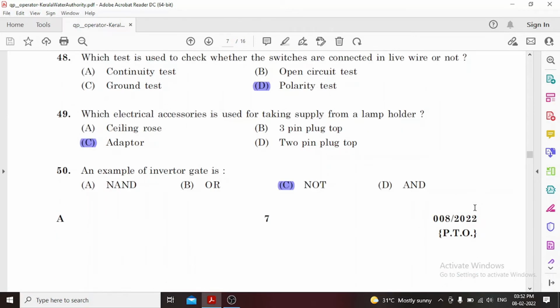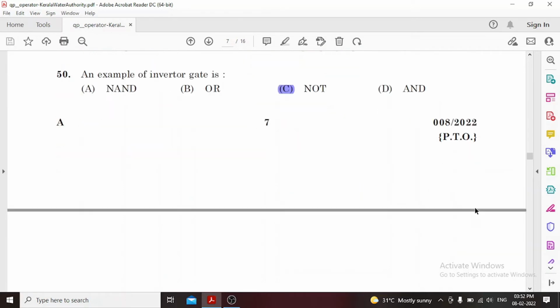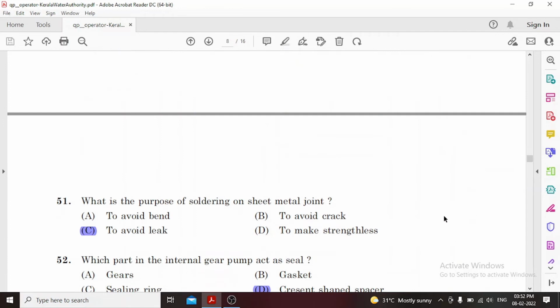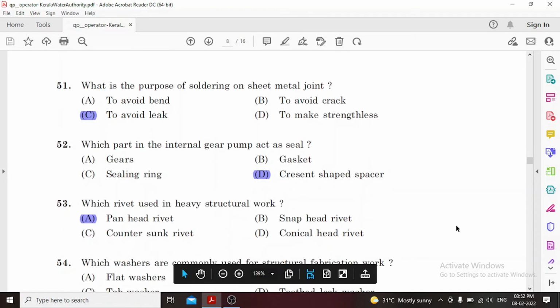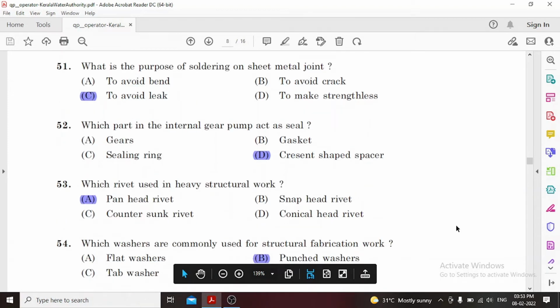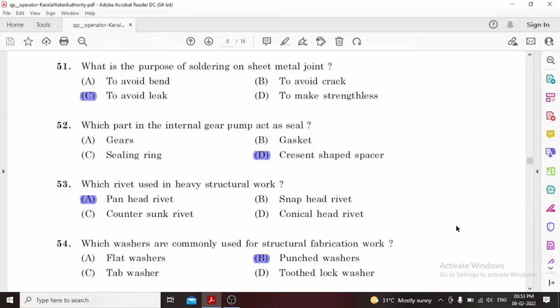50. An example of inverter gate is NOT. Option C, NOT. 51. What is the purpose of soldering on sheet metal joint? To avoid leak. Option C, to avoid leak. 52. Which part in the internal gear pump acts as seal? Crescent shaped spacer. Option D, crescent shaped spacer.